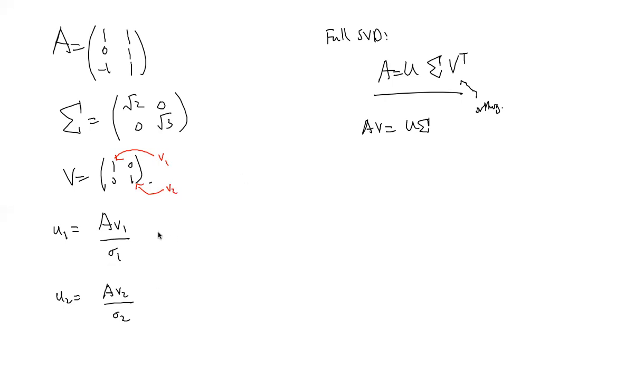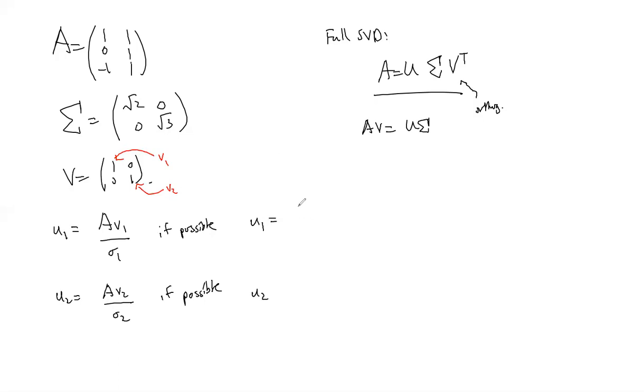So what'll happen is sometimes sigma 1 and sigma 2 could be 0. Right, in which case you can't divide by 0. And so U1 and U2 are not defined in that case, and you have to figure them out somehow else. But in this case, they're defined. And so we know what U1 and U2 are. And so we can just do this.